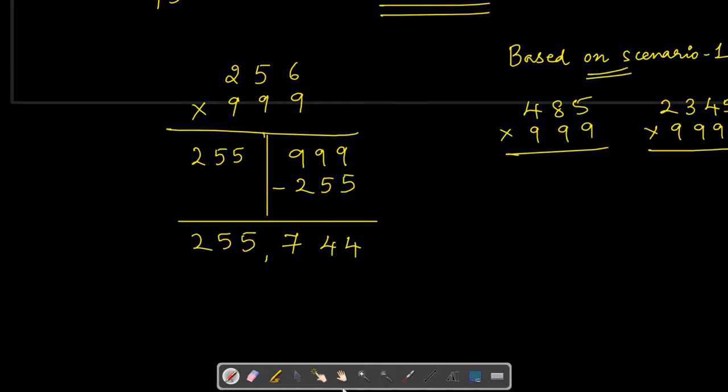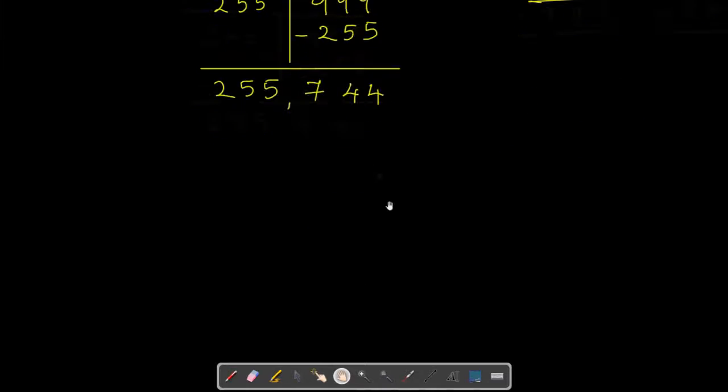Now let us go to the next scenario. The second scenario says that when we multiply these numbers, we have different digits. Let me take an example.